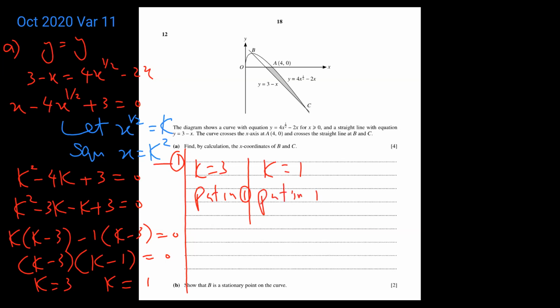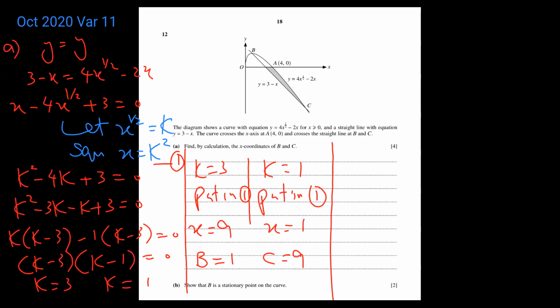So when I put in both values, 3 comes here, and 3 is going to become 9. So 9, and here x is equal to 1. Common sense, the smaller value is at B and the bigger value is C. So I can say that the x coordinate of B is 1, and the x coordinate of C is 9. So this part is completely over.